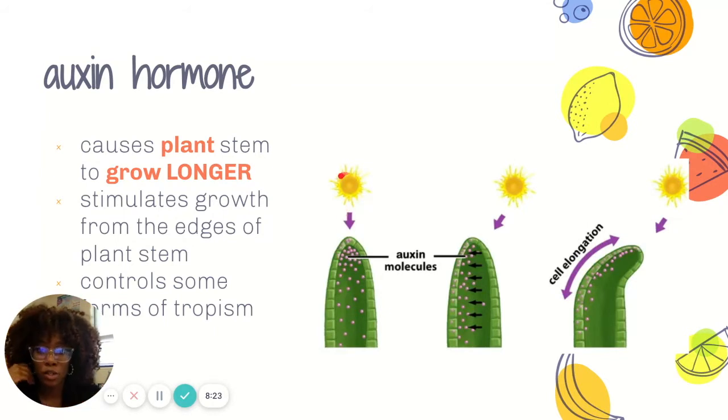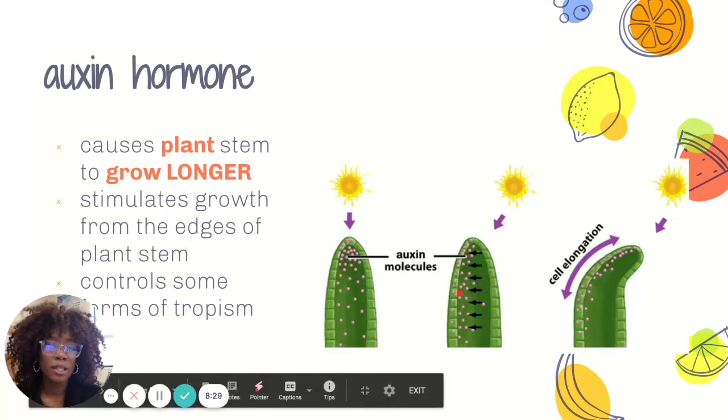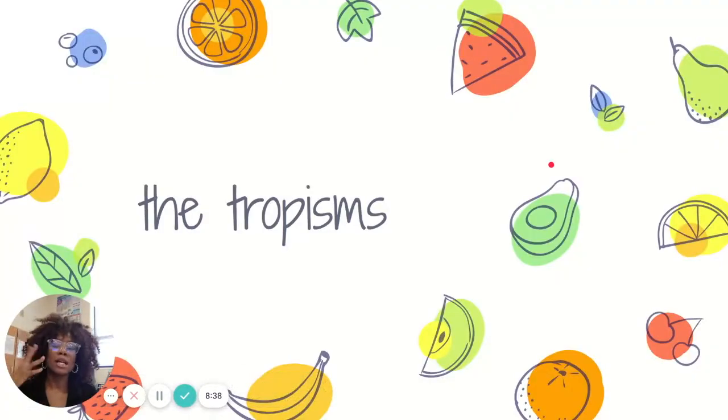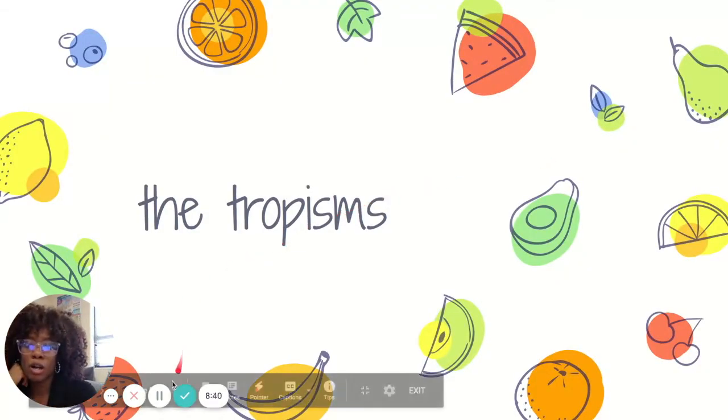So that's exactly what it looks like here. There's a sun, okay? It's beaming down on that auxin, and as it's beaming down, the auxin is causing these cells to elongate. They're going to get longer and longer as they move towards the light, okay? So let's actually get into what the tropisms are.